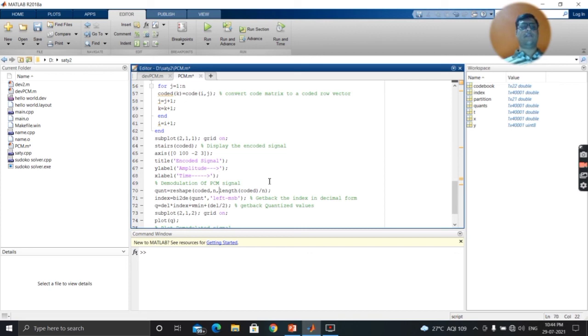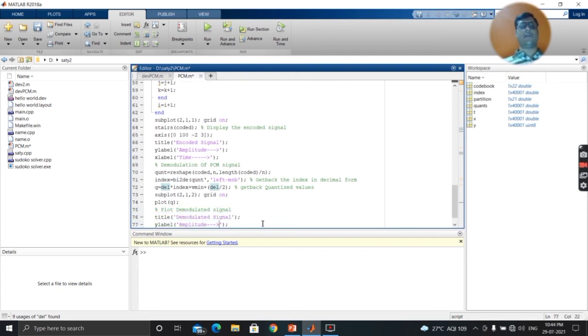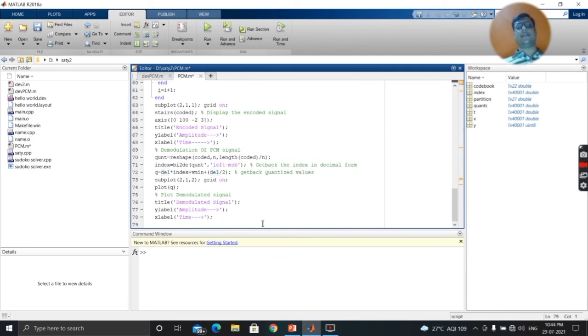Then next is the demodulation of a PCM signal. In demodulation, what happens? We are receiving the binary data. We need to convert it into a decimal value. So binary to decimal is written here: binary to decimal quant left MSB. Then what is Q? You need to synchronize the position. So here Q is equal to del into index plus Vmin plus del by 2. So we can get back the quantized value, and we have to plot it, and this resultant is called the demodulated signal. After writing all this code, you need to save it, and once it is saved, go for run.